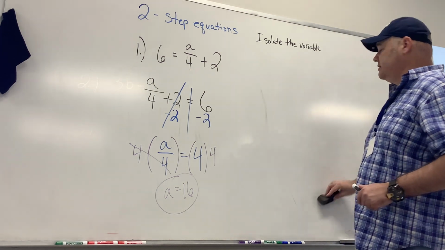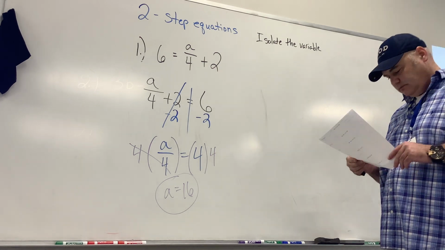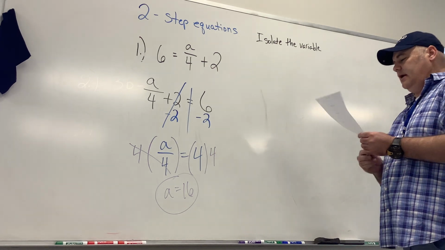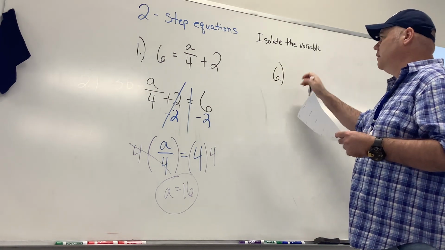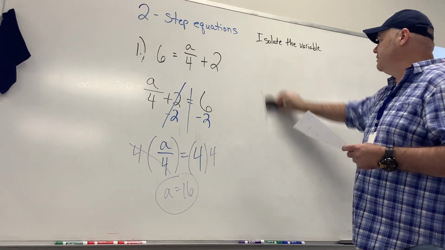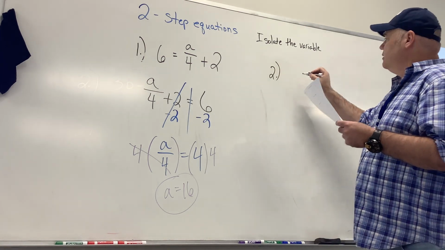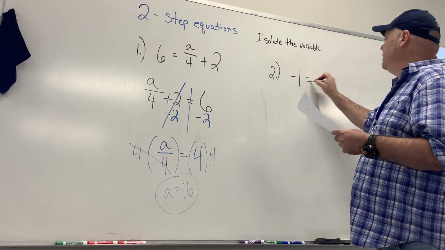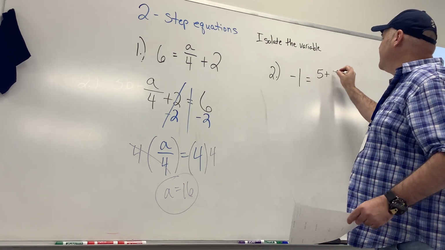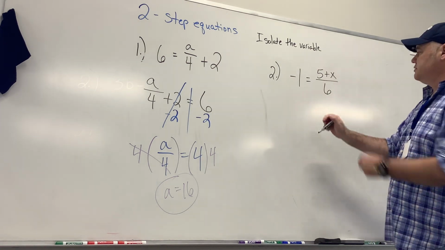Now, one that is definitely easier, let me grab one of these examples. Okay, let's look at this one. It's number 6 on this paper, but we'll make it number 2 since you've not done 2 through 5 here. So negative 1 equals 5 plus x over 6. Let's go ahead and just real quick switch places.